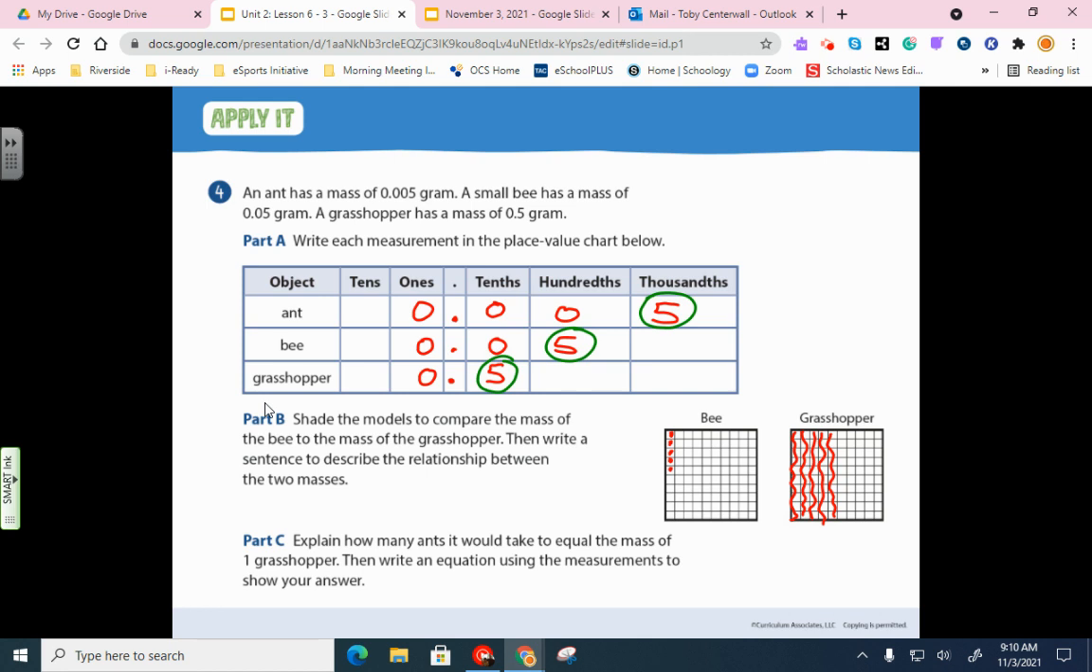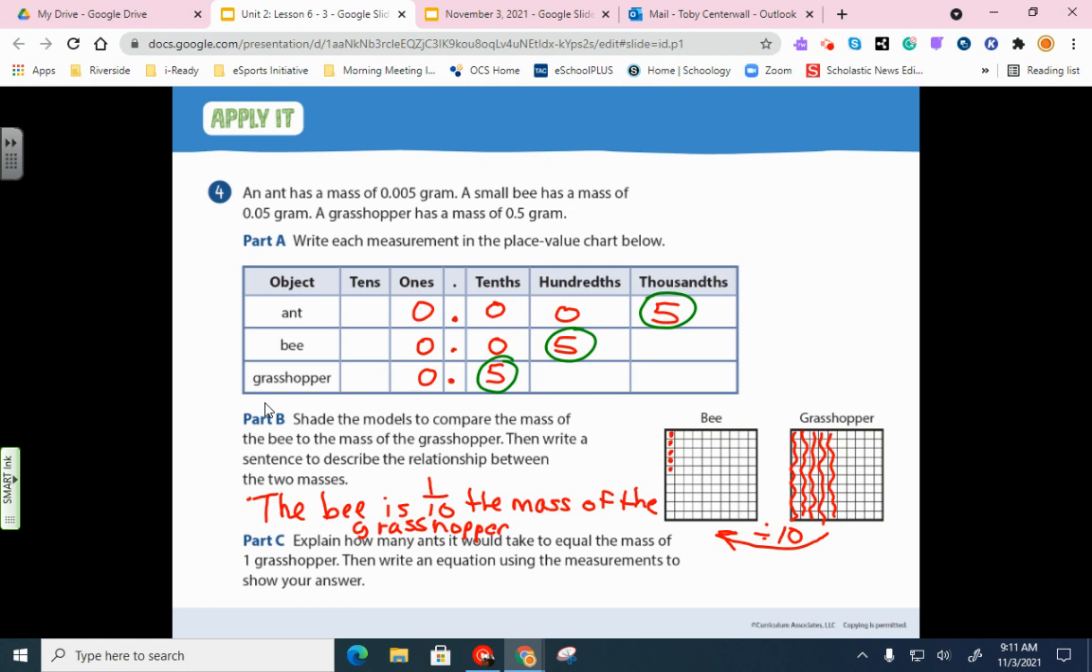And then write a sentence to describe the relationship between the two masses. Let's describe it this way. Since the value of the bee is actually, the bee is 1/10 the mass of the grasshopper. You could also say this a different way. If I was in class, I'd ask who can say this a different way? And someone would probably say the grasshopper is 10 times heavier, or it has a mass that's 10 times bigger than the bee.